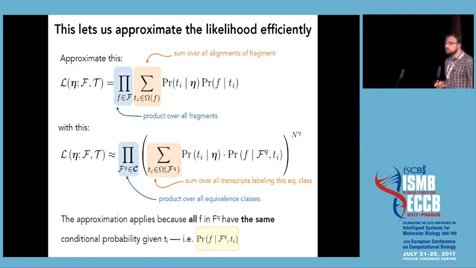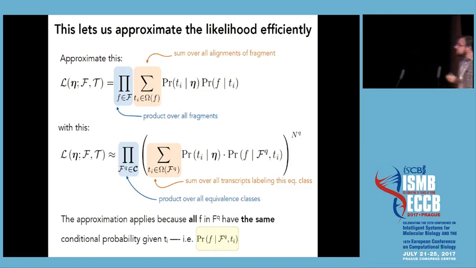But it's not for free, we're losing something, right? So what are we losing? The original likelihood allows us to have a specific conditional probability for every fragment-transcript pair that you see. But in the factorized likelihood, we're saying that within an equivalence class, all fragments have to have the same conditional probability, one scalar, with respect to a transcript in the class's label. So we're basically getting rid of, or completely collapsing, this term.